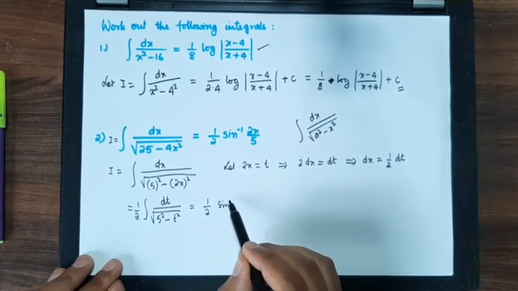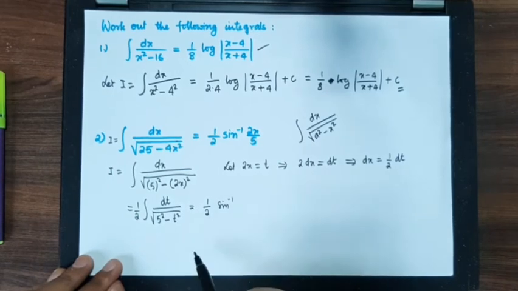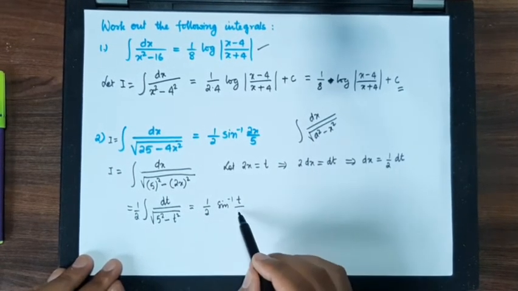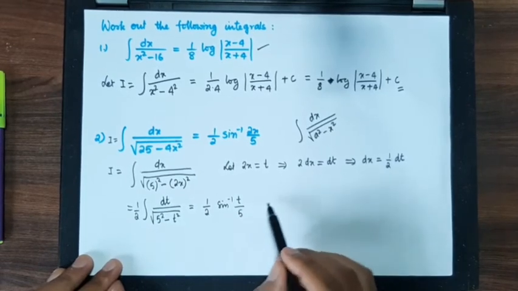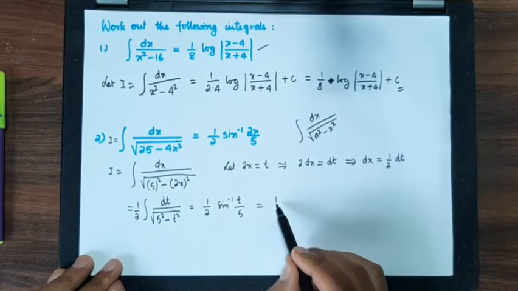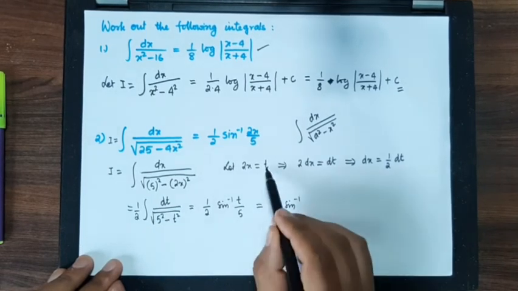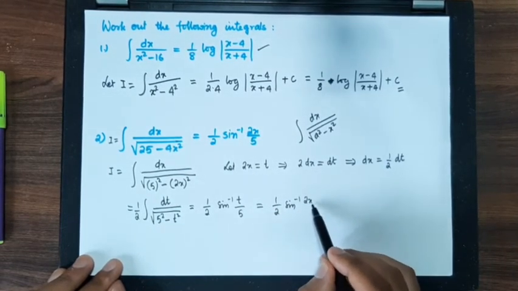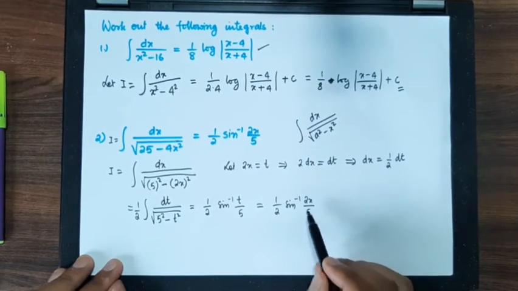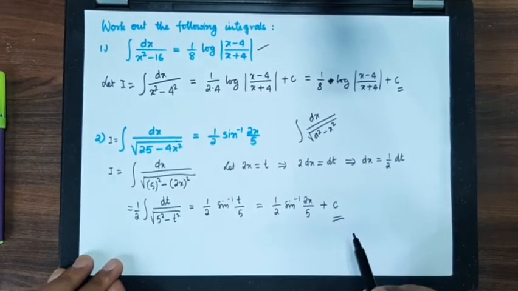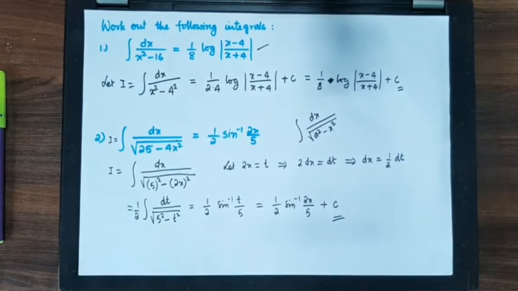It's going to be sine inverse of x by a, and how much is x? X is t, and what is a? A is 5, right? And replacing the value of t, we have half sine inverse of t, and t is equal to 2x, so 2x by 5. So that's what we need to show, but we need to put the constant of integration as well. Okay, so you may pause the video to note down.